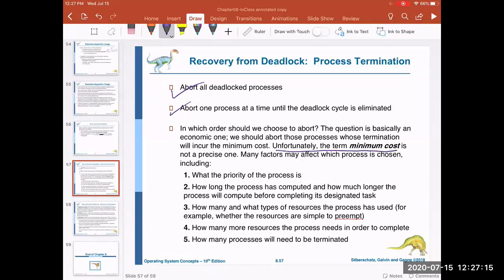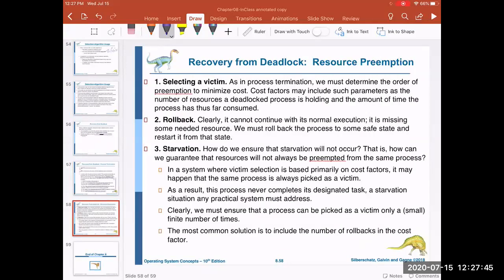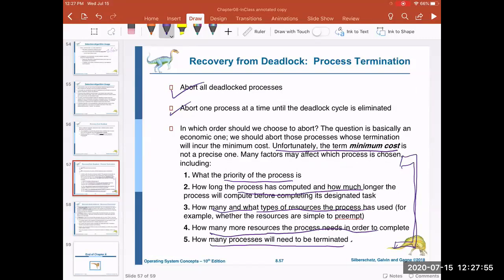Finding the minimum cost depends upon the priority of the process, how long it has been computing, how many and what type of resources the process has used, how many more resources it would need, and how many processes will need to be terminated. These are a few rules that we have to apply before we actually terminate a process. If we want to terminate a process, we have to select the victim, obviously the one with minimum cost. These are the cost factors that are used. This is not an exhaustive list; we can add more to it.